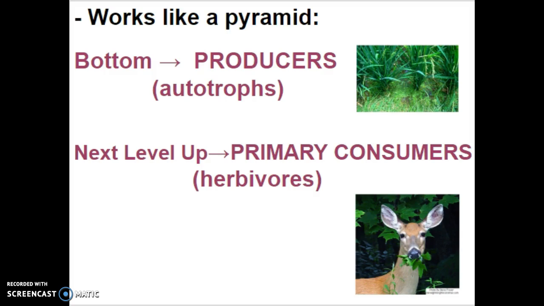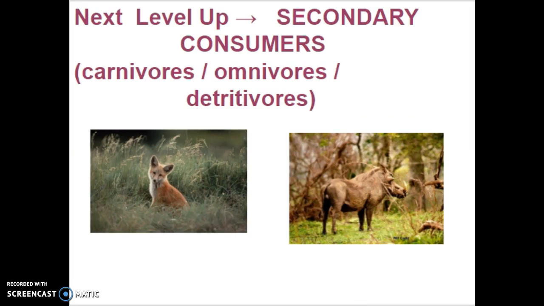And then the next level up, we have the herbivores, or the primary consumers. They're called primary because they only eat the producers. The next level up, we would have what's called secondary consumers. Secondary consumers can be carnivores. They can also be omnivores, or detritivores are also considered secondary consumers because bacteria will eat anything, plant or animal.